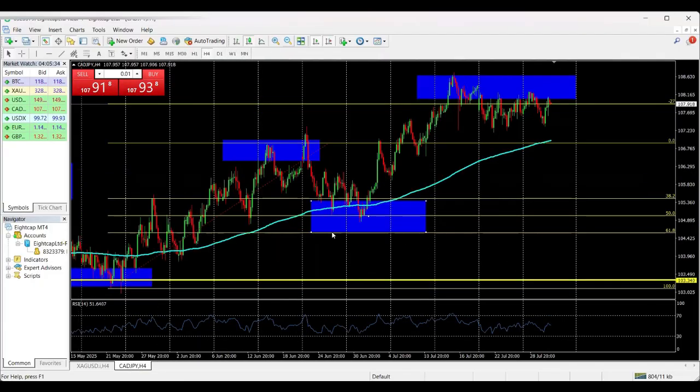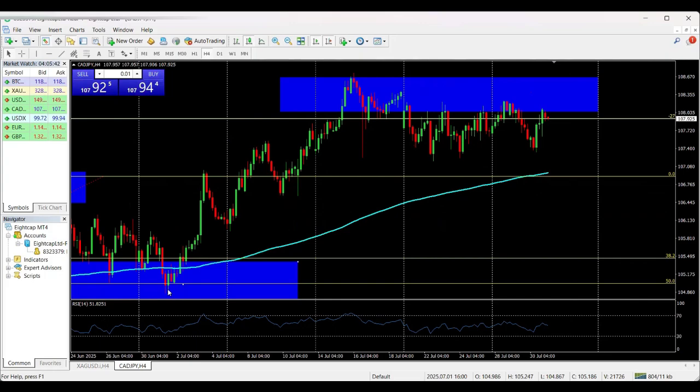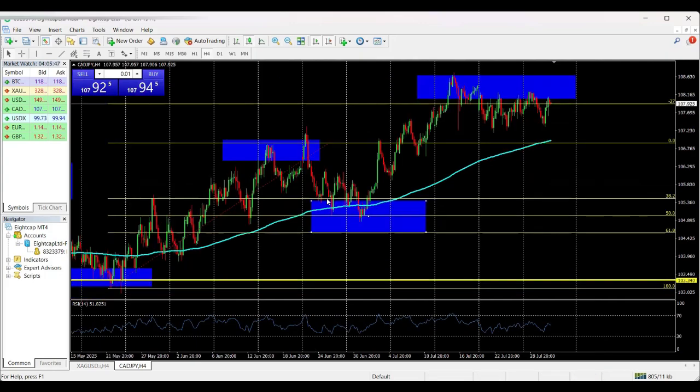So let me zoom out. This is where we're currently at, guys. On the 4 hour time frame, what I look for is some type of momentum, right? So if you zoom out, you can clearly see after the market created the higher high, the market started retracing, retracing, retracing, going down, which means sellers are in control.